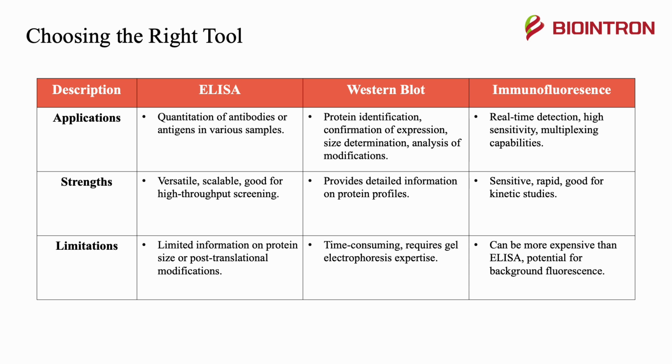Immunofluorescence is used for real-time detection and has high sensitivity and multiplexing capabilities. It is sensitive, rapid, and good for kinetic studies. However, it can be more expensive than ELISA and has potential for background fluorescence.